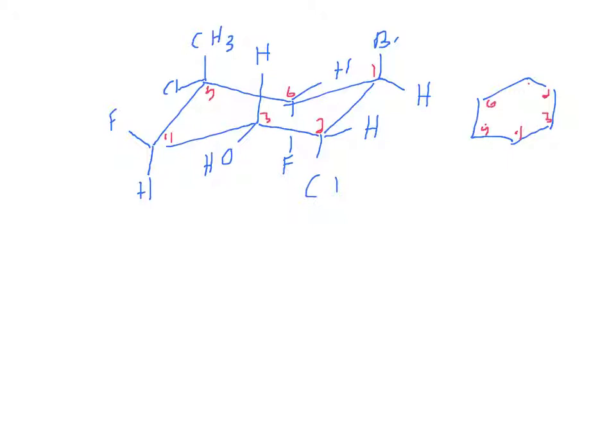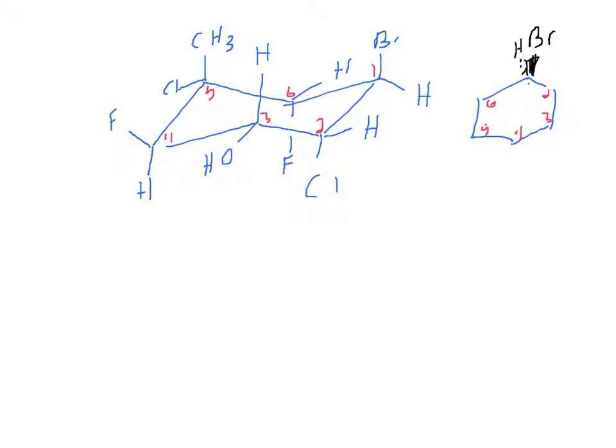So what's on carbon 1? Bromine. Is the bromine going up, coming out at us, or away from us? Top of the ring or bottom of the ring? We'll say the top. And then what has to be going down? The H's. Good.